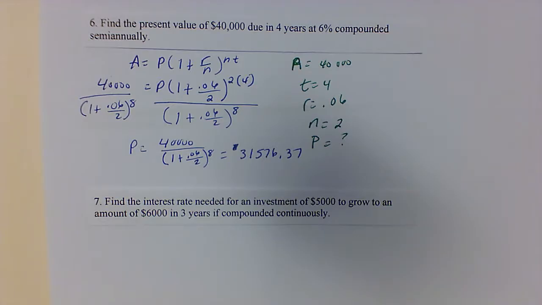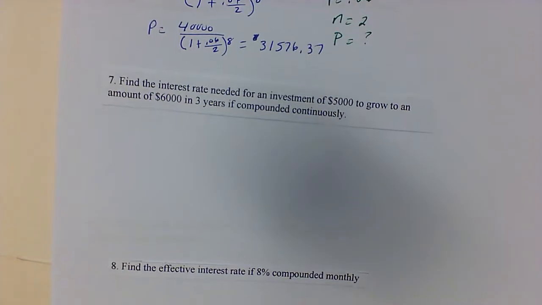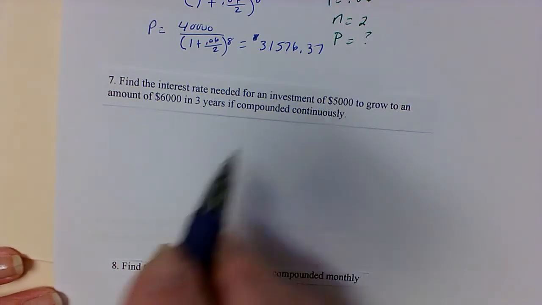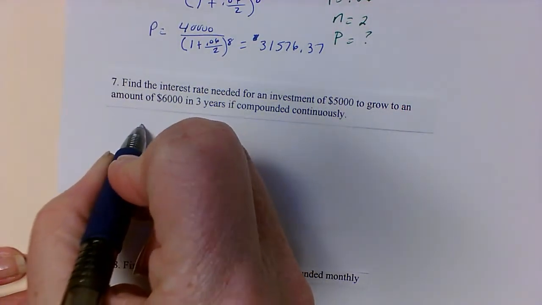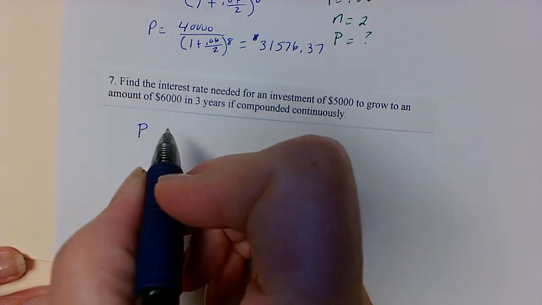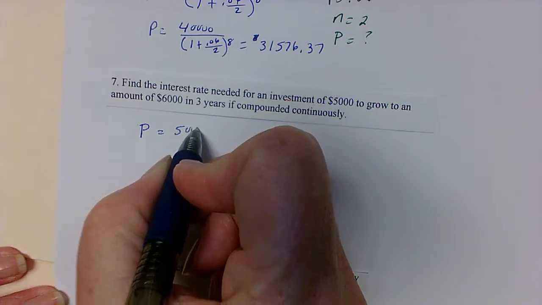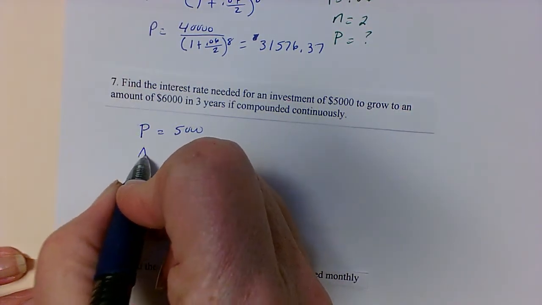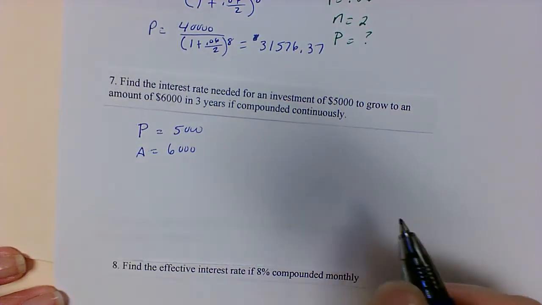Our next problem that we're looking at is going to be number 7. We are looking to find the interest rate needed for an investment of $5,000 to grow to an amount of $6,000 in 3 years if compounded continuously. So in this case, we are looking to see what we have. So we are given, find the interest rate needed for an investment of $5,000. So P is going to be equal to $5,000 to grow to an amount of $6,000. That's going to be your accumulated value. It's going to be $6,000.